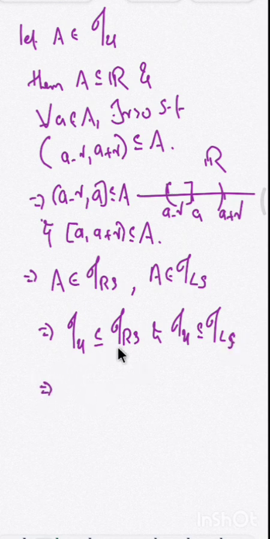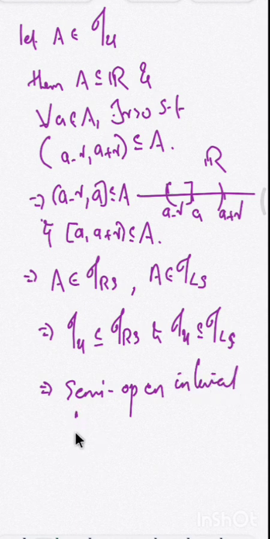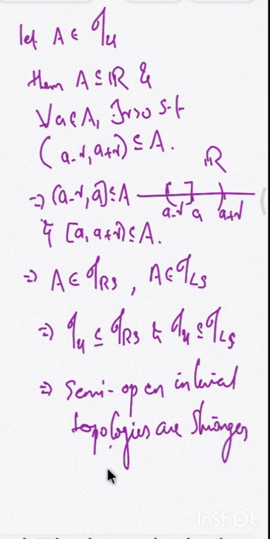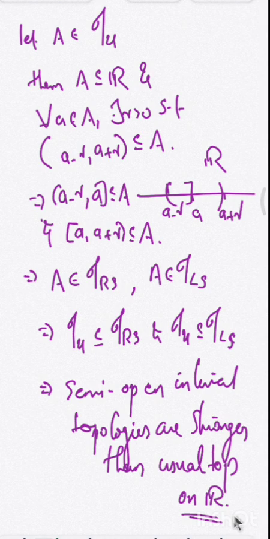Which implies, which is the stronger topology? Semi-open interval topologies are stronger than the usual topology, because any set which is open in tau u will always be open with respect to the semi-open interval topology. Which implies semi-open interval topologies are stronger than the usual topology on the real line. Clear?